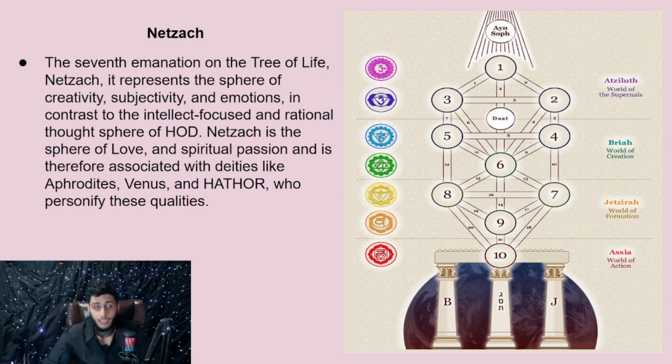Then we have Netzach. The seventh emanation on the tree of life is Netzach. It represents the sphere of creativity, subjectivity, and emotions, in contrast to the intellectual, focused, and rational thought of the sphere of Hod. Netzach is the sphere of love and spiritual passion and is therefore associated with deities like Aphrodite, Venus, and Hathor, who personify these qualities.